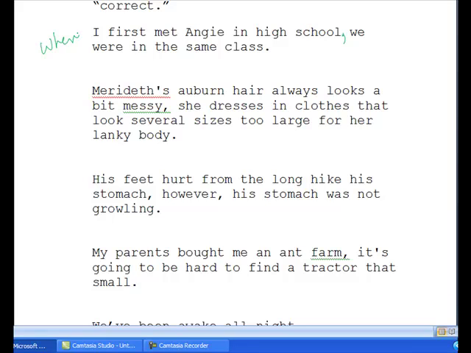Number two, Meredith's auburn hair always looks a bit messy. She dresses in clothes that look several sizes too large for her lanky body. Poor Meredith. This is a comma splice. The problem occurs right here. We have two independent clauses that have been spliced or joined using a comma. A comma can't do that. A comma's too wimpy. Okay, how about we change that to a semicolon? There we go. Or if we wanted to get fancy, we could use the semicolon and one of those conjunctive adverbs. That works.